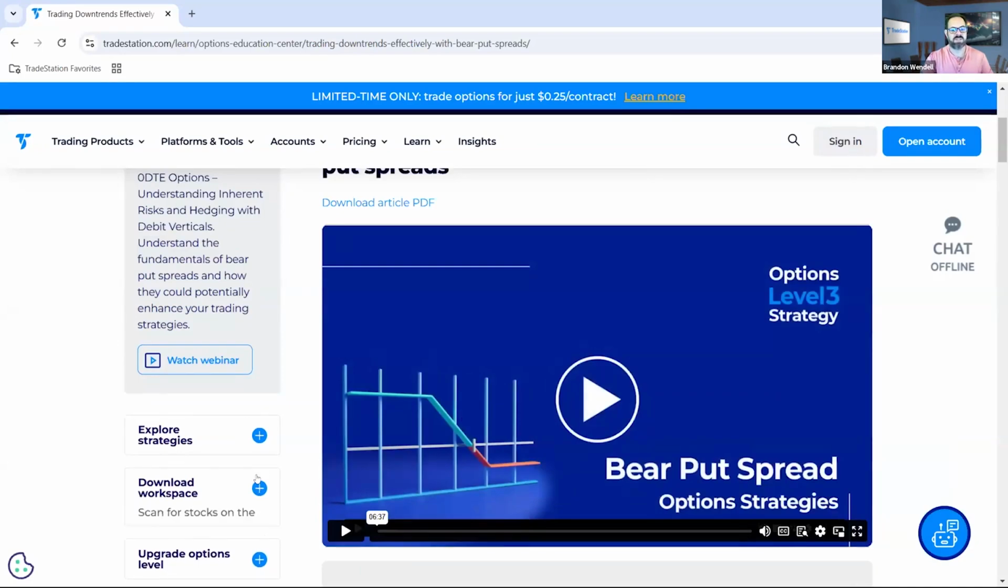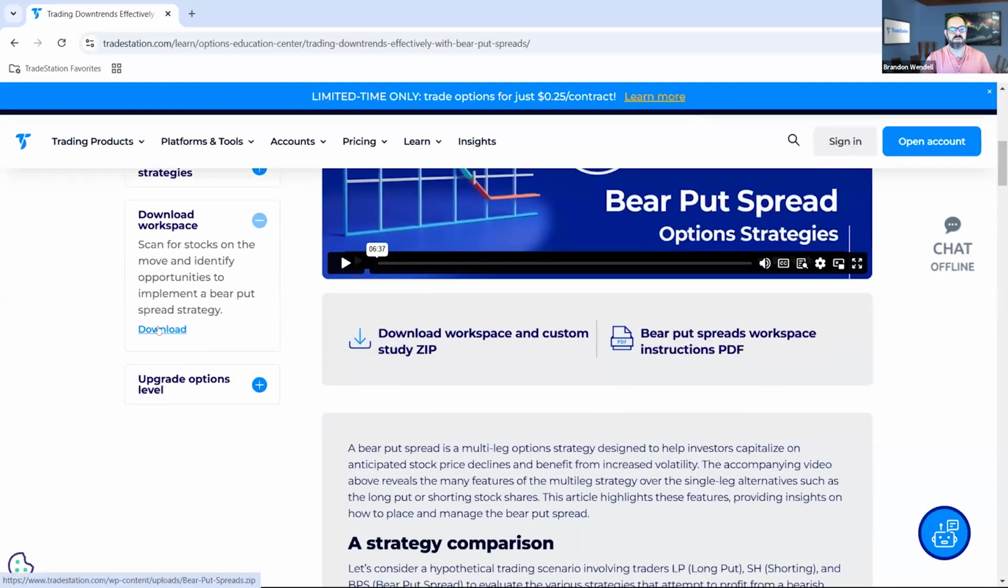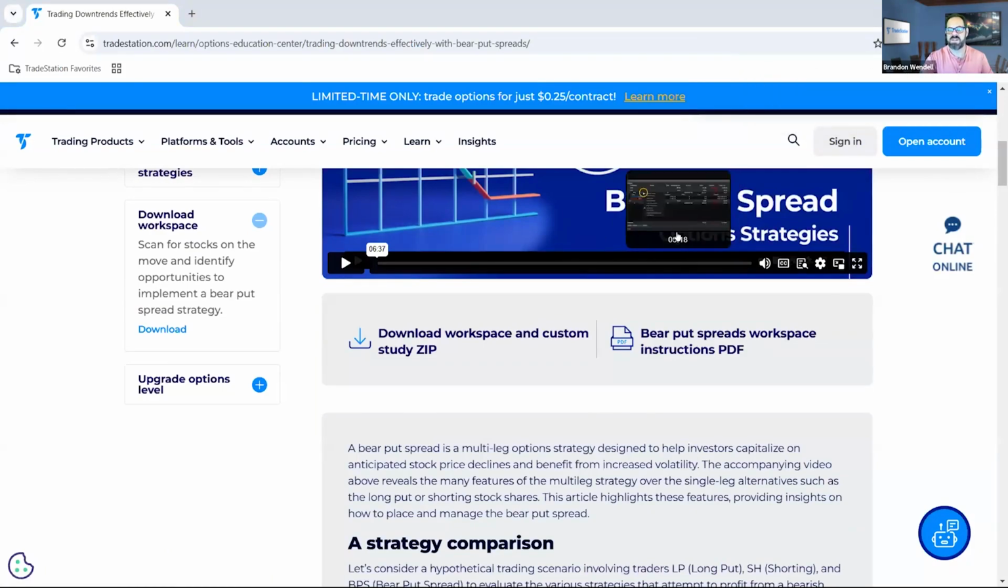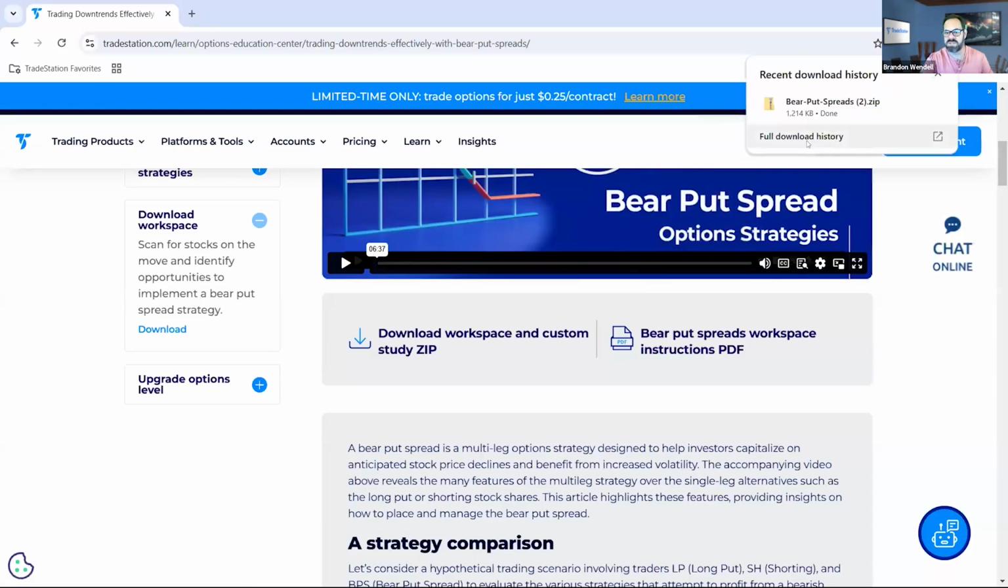Explore strategies, download workspace. When you go to download, you'll see it should pop up. Nope, it's in a zip file. If I open that, I might not have opened it correctly. It should be going to, let's see, downloads. There we go. Yeah, that's what I wanted.